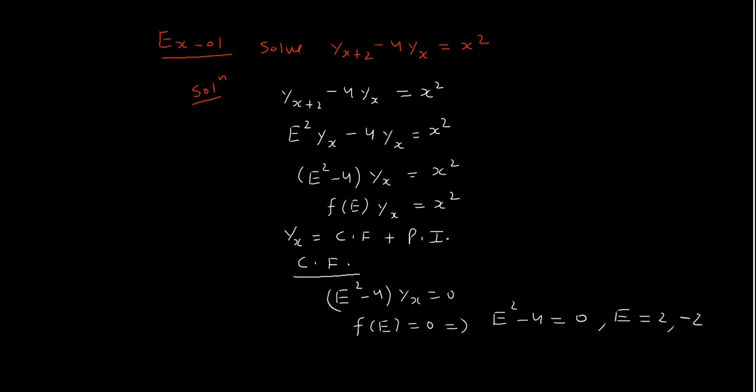So what is the complementary function? Complementary function becomes c1 2 to the power x plus c2 minus 2 to the power x. So now if we try to find out a particular integral, so what is the particular integral in this case?